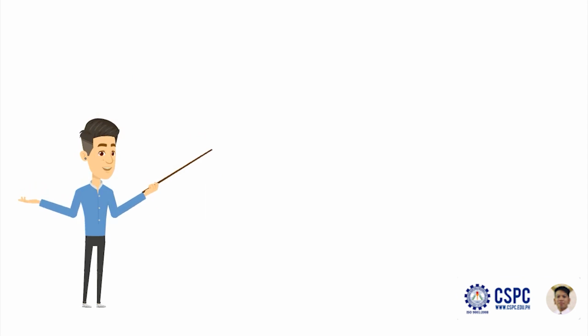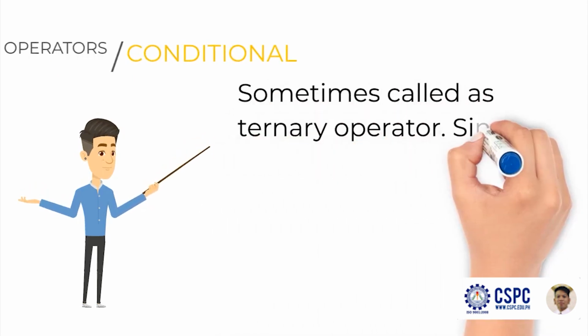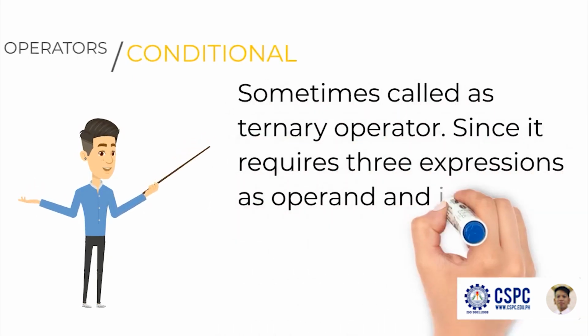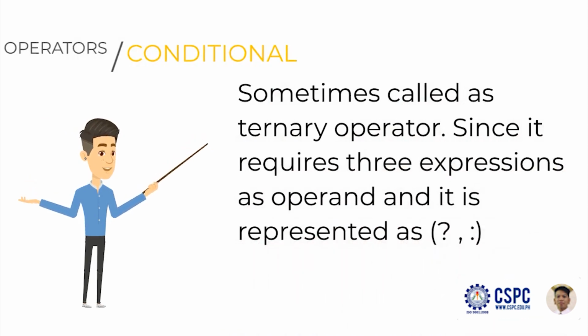Conditional operators, sometimes called the ternary operator, since it requires 3 expressions as operands, and it is represented as a question mark and colon. Generally it is used to make portable programs. It determines the length of entities, arrays and structures when their size is not known to the programmer. It is also used to allocate size of memory dynamically during execution of the program.